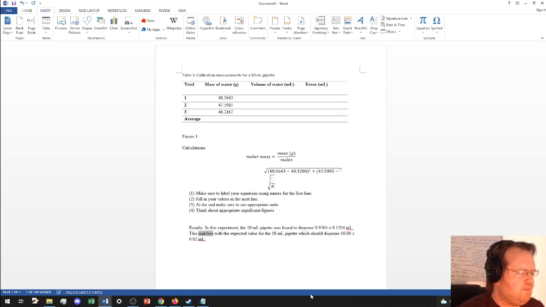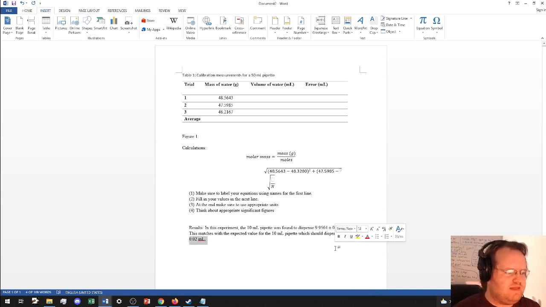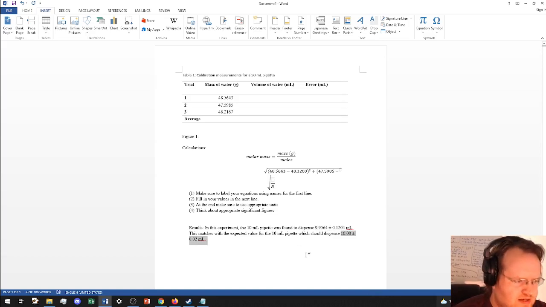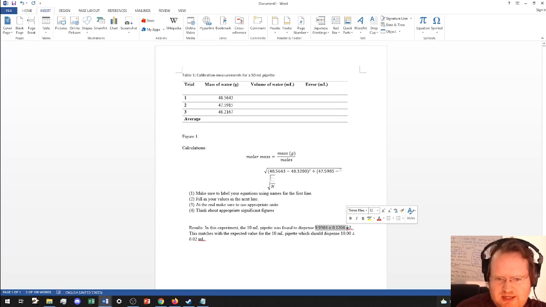The word matches isn't probably ideal, but it's okay. The reason I can say matches is this range. What it means is that my pipette dispenses 9.9564 plus or minus 0.1204 milliliters. So there's a range. That range overlaps this range here. This range goes down as low as 9.98, and my range is going to include 9.98. So the fact that the two ranges overlap means that we don't have any evidence that there is a statistically significant difference here.